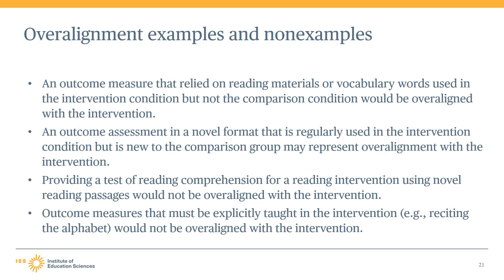For example, if researchers examining the effect of a reading intervention assess student outcomes using a test of reading comprehension that used novel reading passages that were not present during the intervention, then this outcome would not be considered overaligned with the intervention. And finally, overalignment is not considered to be present if the material covered by an outcome measure must be explicitly taught. For example, reciting the alphabet requires being taught the alphabet.